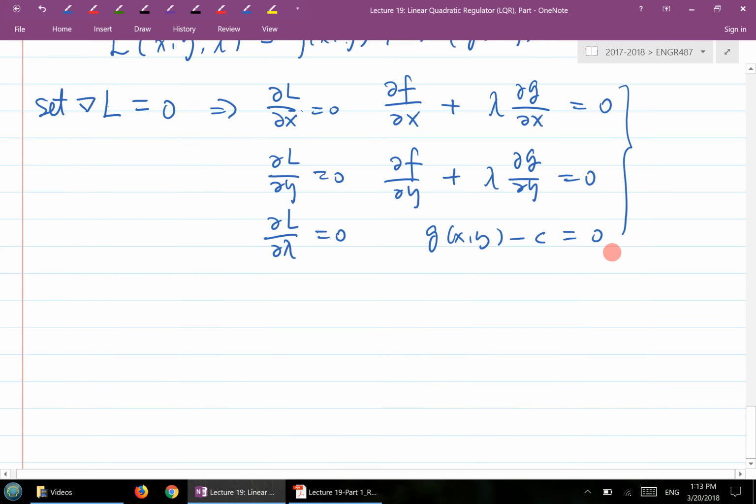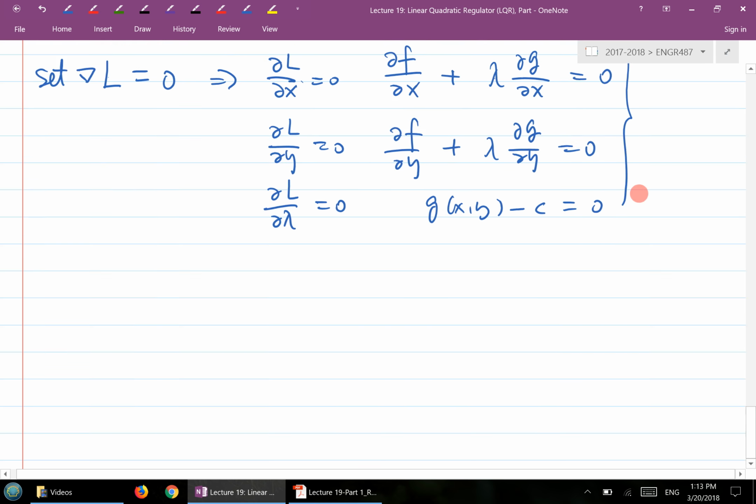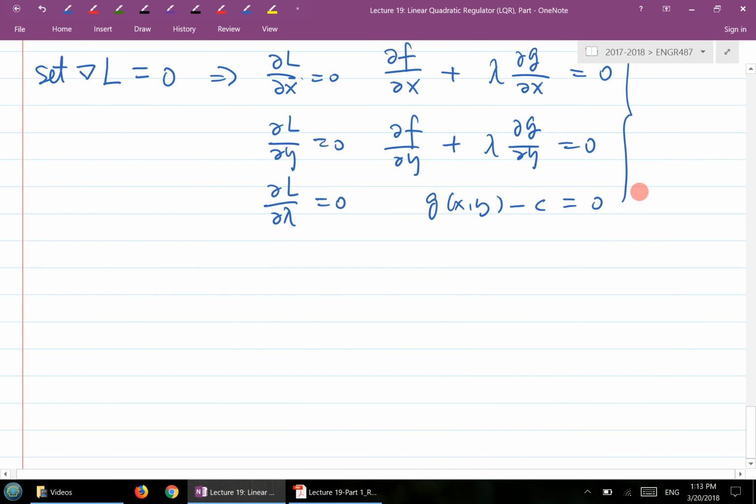Okay. So let me extend this just slightly here. Over here, I only have one constraint. There's only one constraint here. So let's say we extend it a little bit.